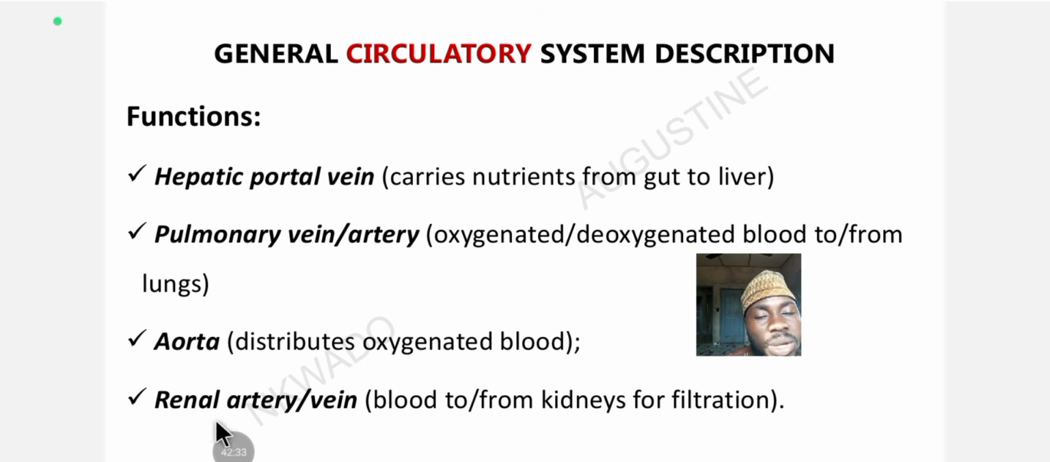Then this one we have here is the renal artery and vein. The renal artery takes blood to the kidney. It is through the renal artery that blood enters the kidney. It is through the renal vein that blood leaves the kidney after filtration.